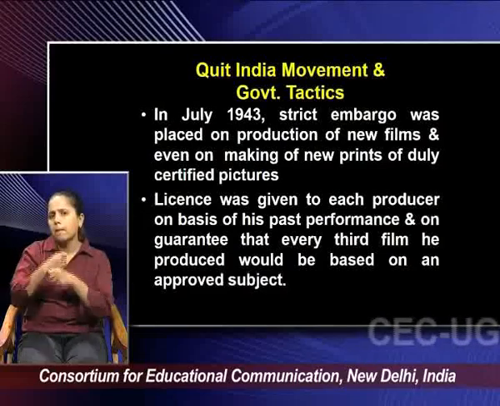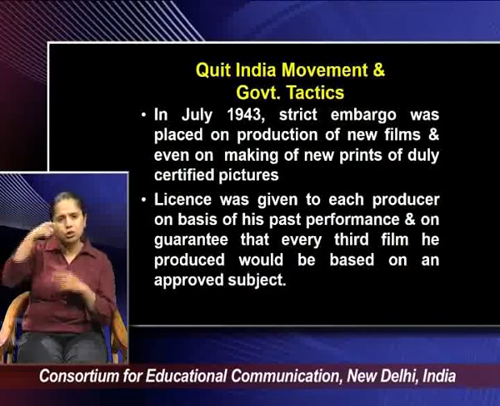which was launched in 1942. And we find that the ideas of the government, the way government functioned, and the censorship machinery which was obnoxious in nature, did not want the films to be exhibited which were dealing with the ideas of the national movement, and they restricted the length of the feature films to 11,000 feet and trailers to 400 feet. And we also find that they put an embargo on the production of new films, and even the making of new prints of the duly certified pictures was restricted.